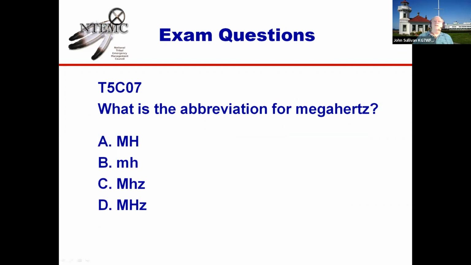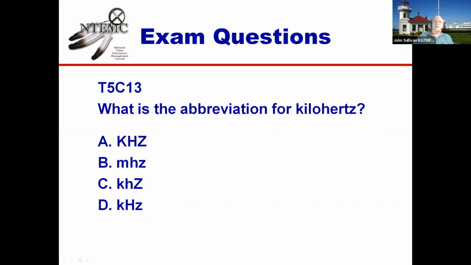What is the abbreviation for megahertz? This is where you've got to keep your capital and lowercase letters straight. It is capital M, capital H, little z, MHz. What is the abbreviation for kilohertz? It is not A. Remember I mentioned that there's a difference between the mega and the kilo. The kilo is a small k, so it's D, kHz.